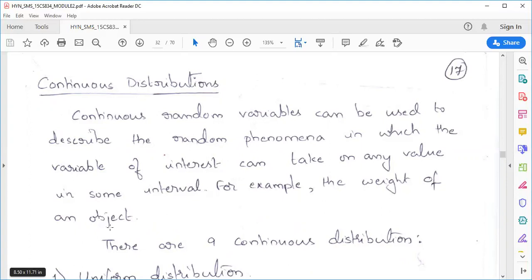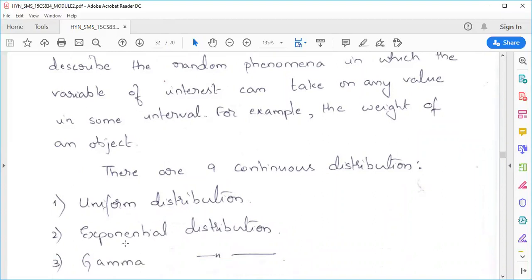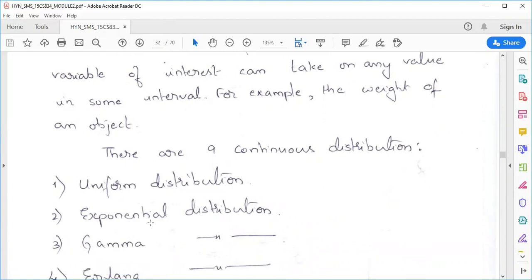There are so many types of continuous distribution. According to your syllabus, we have 9 continuous distributions, which are listed as below. The first type is uniform distribution. Second is exponential distribution. In uniform distribution, the variables are distributed uniformly, in the sense that, for example, at interval 1, then interval 2, interval 3, like that. In exponential distribution, the variables are distributed exponentially; there is an exponential growth in the distribution of the variables.